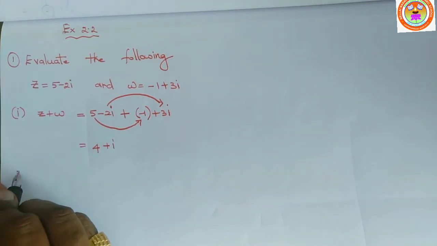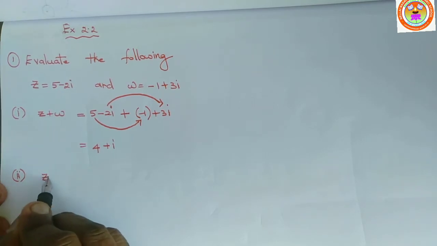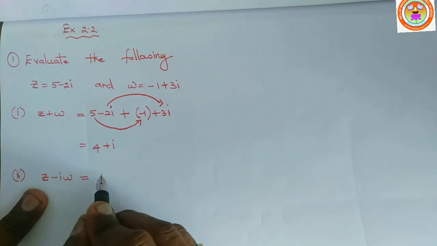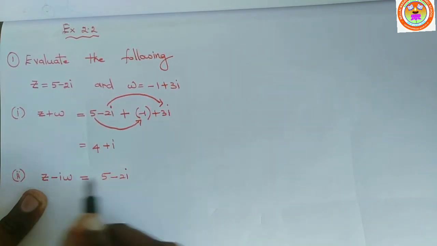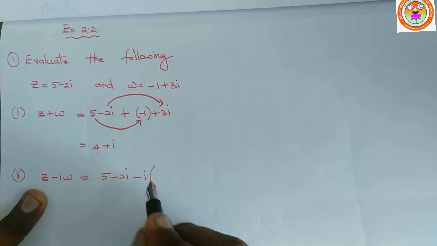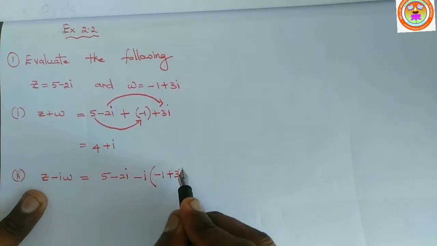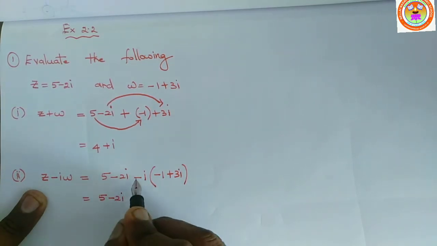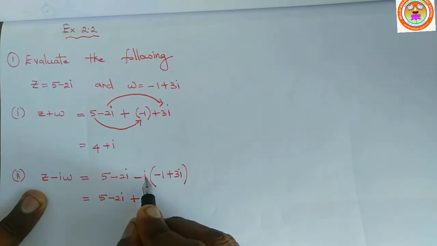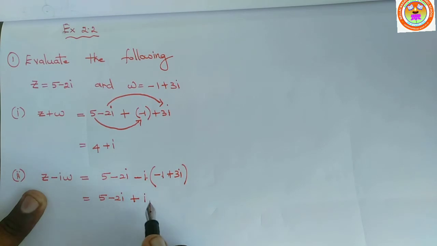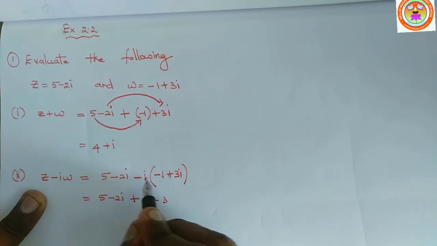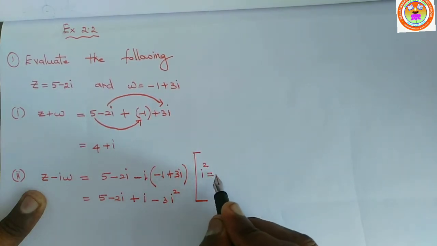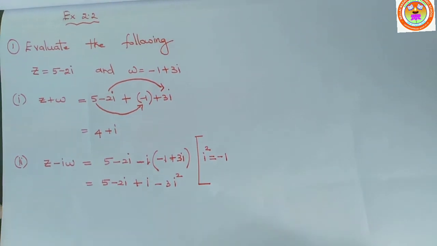So second subdivision, z minus iw. First write z, 5 minus 2i, minus i times w, which is minus 1 plus 3i. Now 5 minus 2i, multiply minus i inside. Minus into minus plus, i into 1 is i. Minus into plus minus 3, i into i, i square. We know the value of i square. i square value is nothing but minus 1.